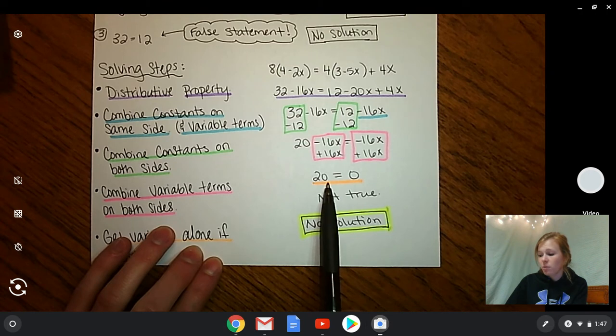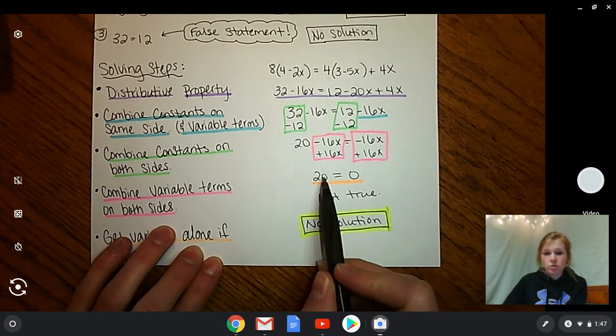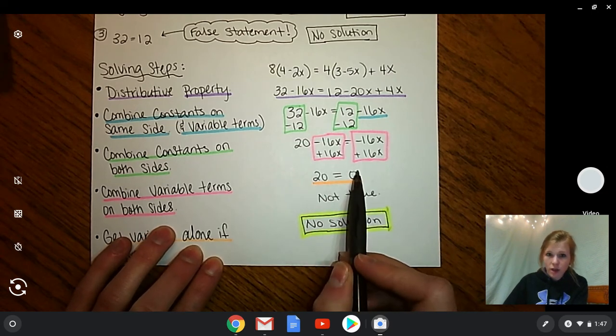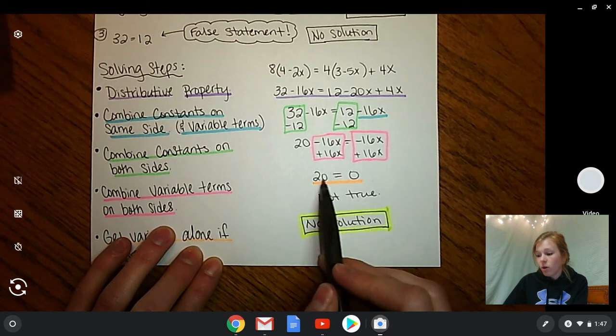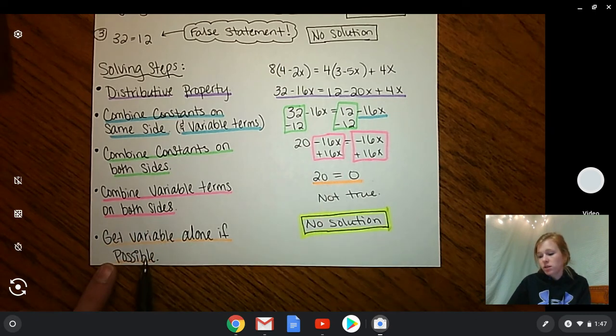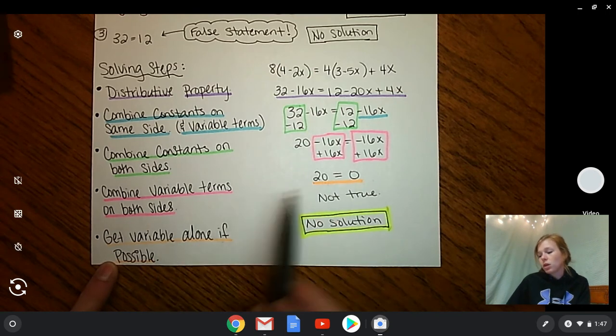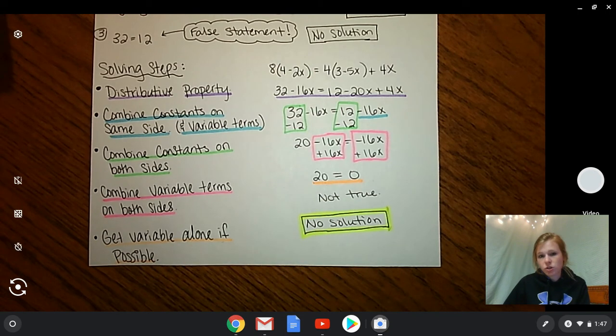Sometimes you might end up with your variable still here, and then you would need to solve that, because that would be a one-step equation, and you know how to solve that, to get that variable all by itself. So that's why it says if possible for the orange. Sometimes it won't be possible, sometimes it will be possible, and you just use your skills from solving one-step equations to get the variable alone.